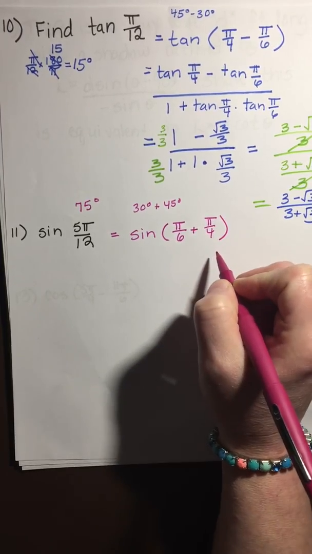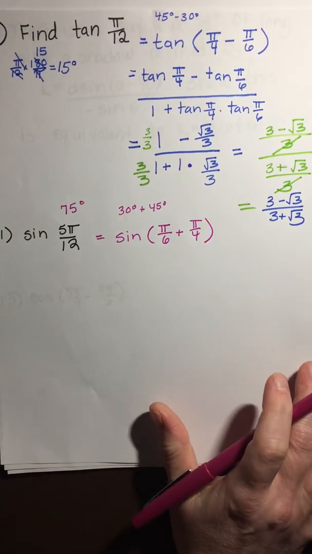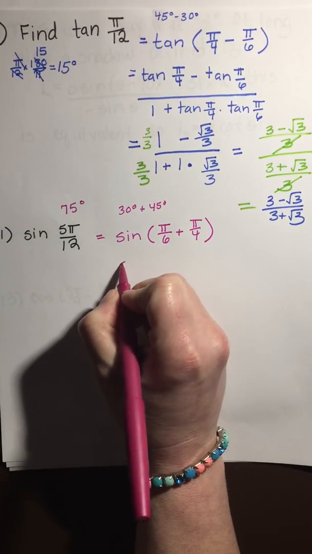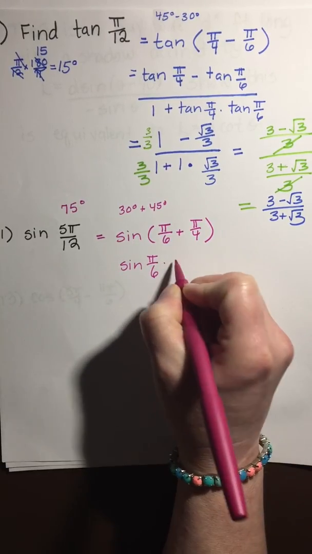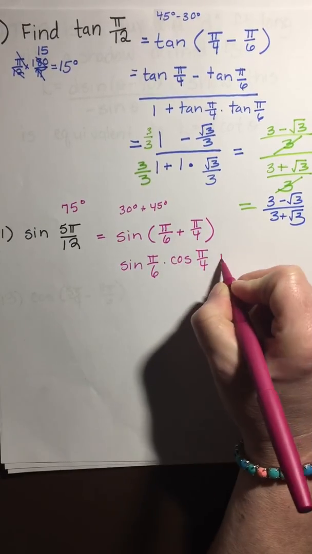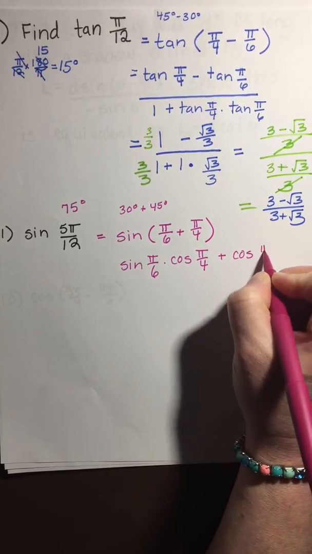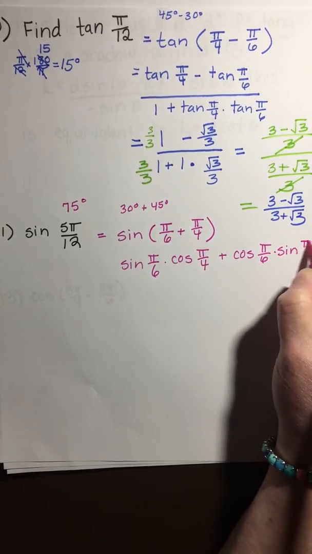And then I'm going to use the formula for the sine of a sum. So that will be the sine of pi over 6 times the cosine of pi over 4 plus the cosine of pi over 6 times the sine of pi over 4.